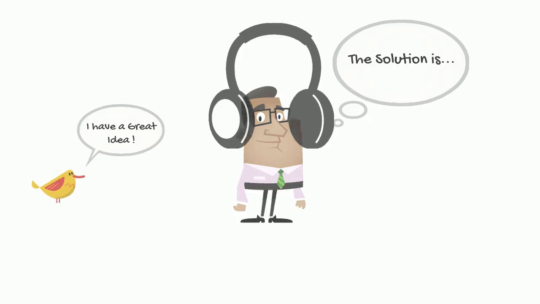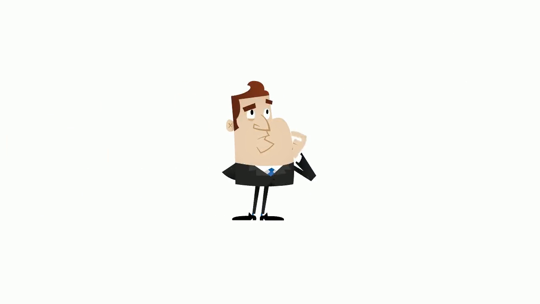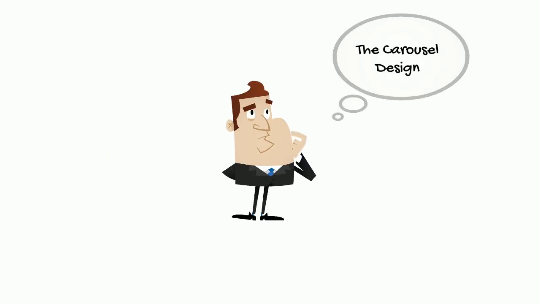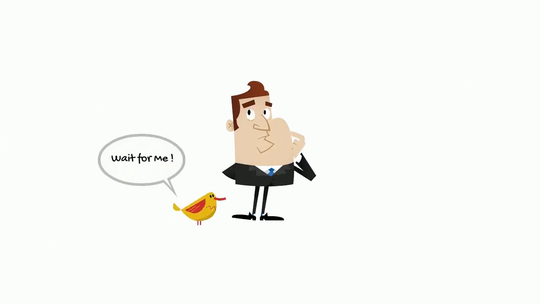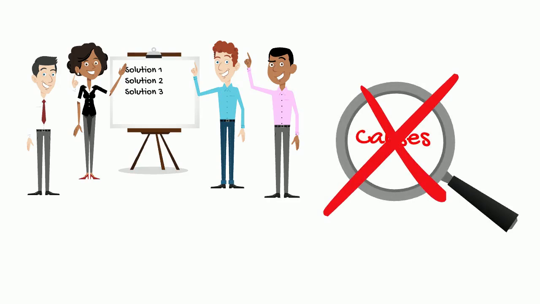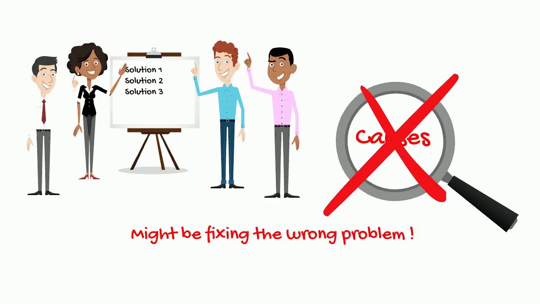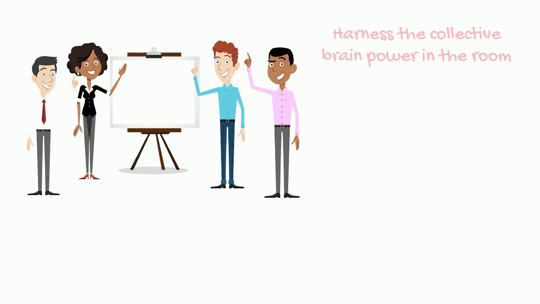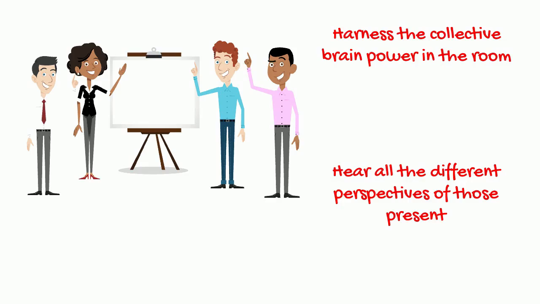The trick for facilitators is to expect this to happen and to have a great design up their sleeves to deal with it. There are 2 things in particular that you need to watch out for. 1. If you put people in a group and tell them to explore solutions to a problem without first uncovering all the underlying causes, you may generate solutions that might be fixing the wrong problem. 2. It is important that you harness the collective brain power in the room by making sure that you hear all the different perspectives of those present.